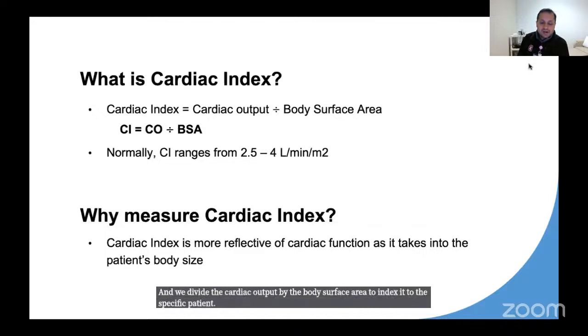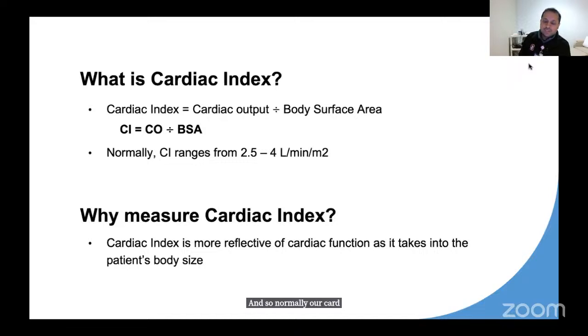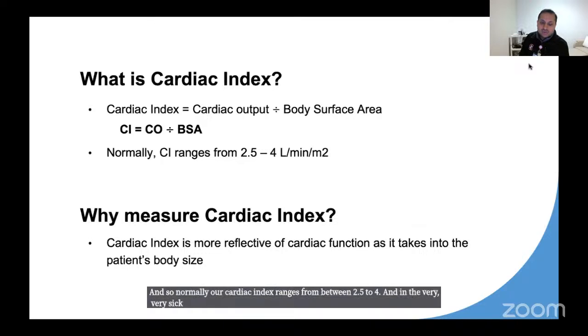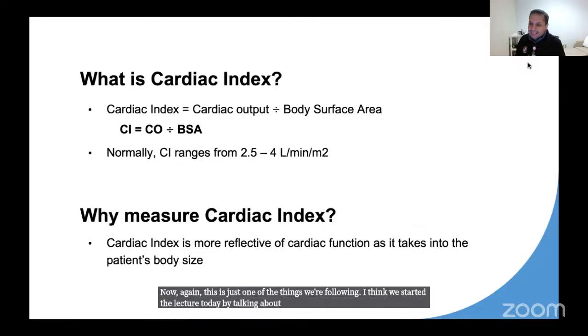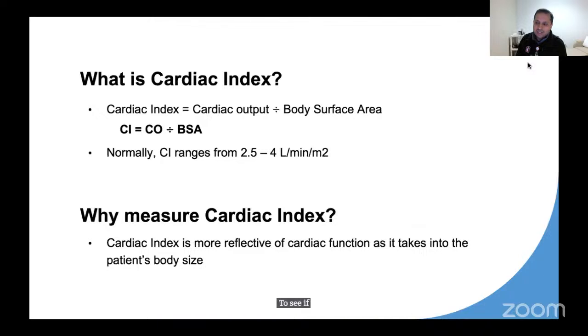And so normally a cardiac index ranges from between 2.5 to 4, and in the very, very sick patients in the ICU, sometimes even 2.2, 2.3 we'll say is barely acceptable to meet perfusion needs. Now, again, this is just one of the things we're following. I think we started the lecture today by talking about the lactates and urine output and other markers of perfusion. So I think we're looking at them all together to see if the patient is getting all the blood they need and the organs are happy.